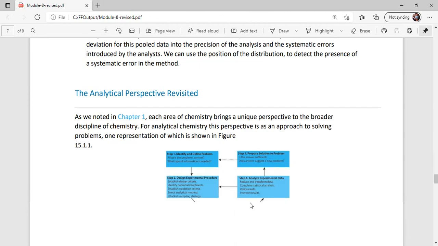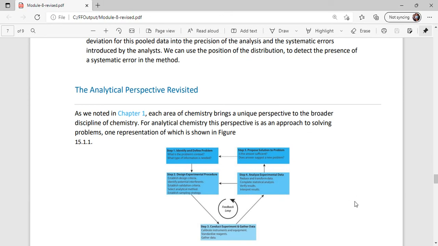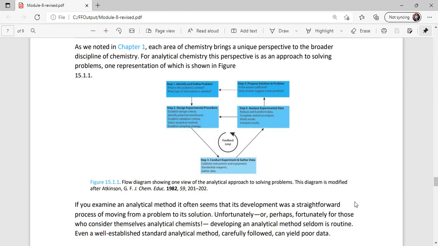So now you have the analytical perspective. For analytical chemistry, this perspective is the approach for solving the problem by one representative, which is shown in the figure below.